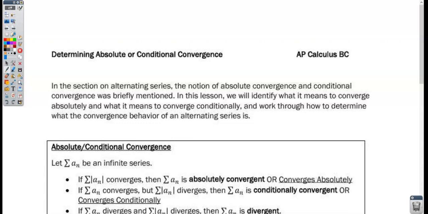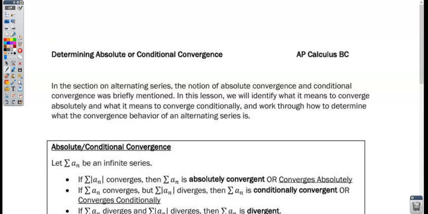In this video, we're going to handle content from section 10.9 of AP Calculus BC, the last lesson of our first half of our unit on convergence tests, etc. And in this video, we are going to talk about how we determine absolute or conditional convergence.